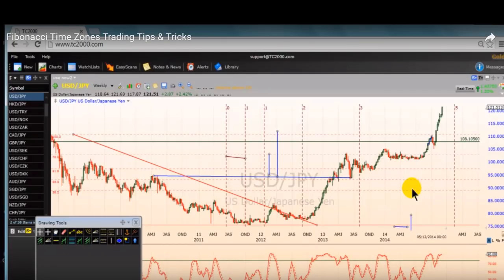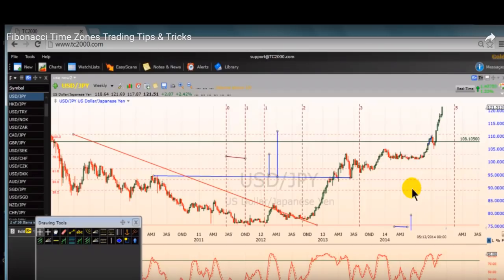Now, another thing you want to understand about the Fibonacci time zone is the purpose. What is the purpose of it? The purpose is to pinpoint a possible reversal zone. Understand the word I use carefully here: possible. Not a certainty, not a guaranteed reversal zone. It's a tool that can give us a warning that there is a possibility that a reversal may take place at this point in time. But it doesn't mean that a reversal will definitely take place.